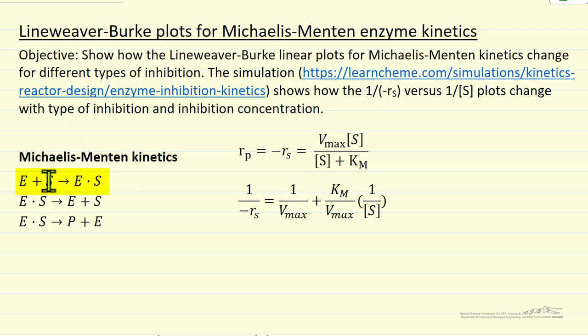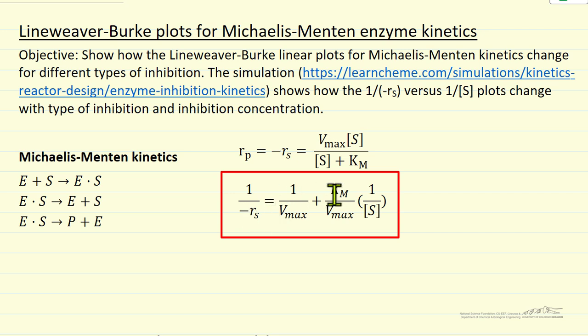We have an enzyme reacting with a substrate to form a complex. This complex can dissociate back to the enzyme and the substrate, or it can react to form a product and give us back the enzyme. So the reaction rate, and this is derived in other screencasts so I won't do that here, is the rate of product formation, and of course that means it's the negative of the rate that the substrate is used up. So minus R sub S is a positive number.